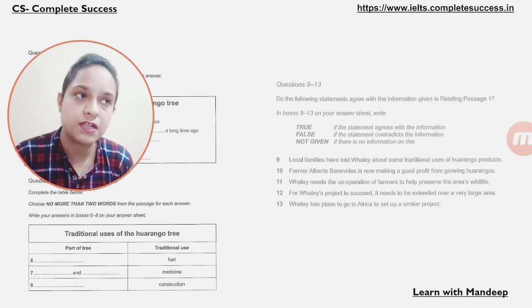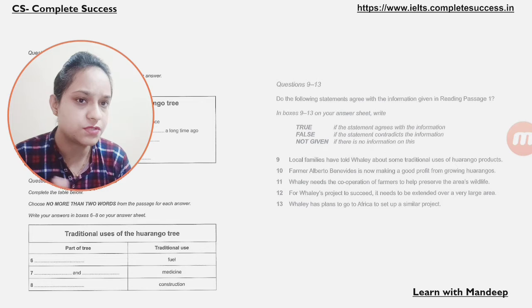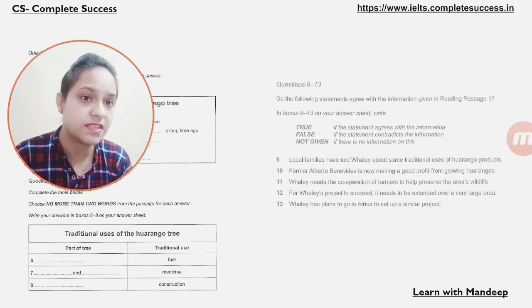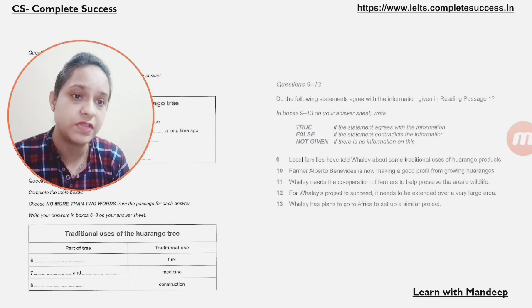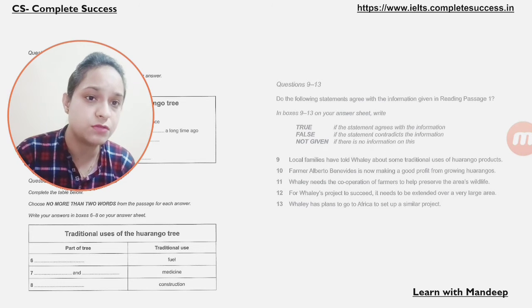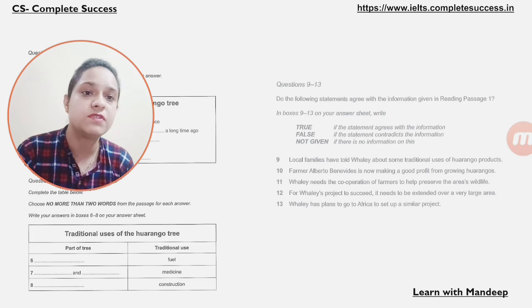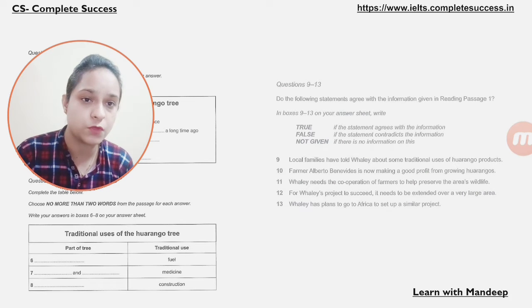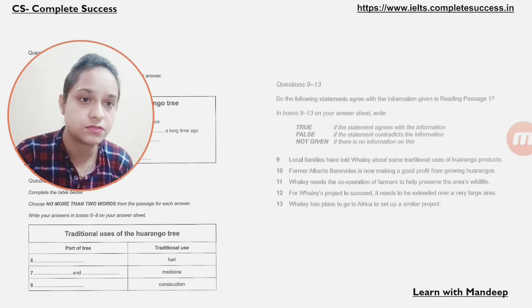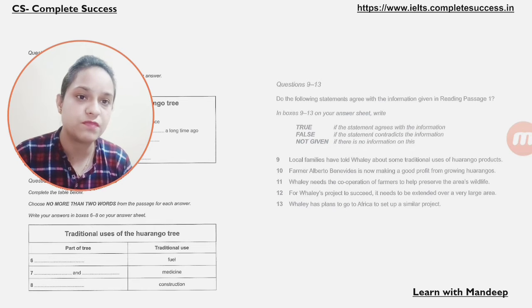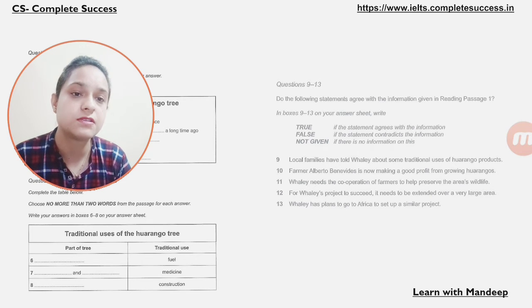Although the traditional uses have been mentioned in the third paragraph about a few centuries ago, we have to check whether the word Valley has been used here or not. So firstly we will look for the word Valley, where that person's name has been used. Then from there we will start looking for that answer. Next: farmer Alberto Benavides is now making a good profit from growing hirungos. Whether he is making a profit or not we will check, but first we have to look for where Alberto Benavides is mentioned.